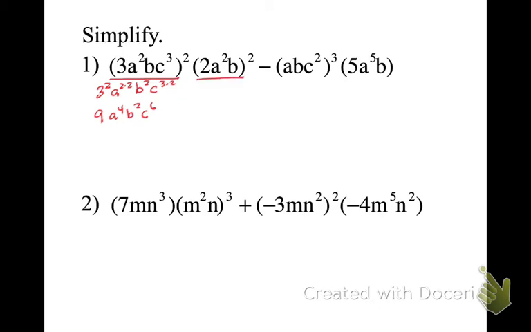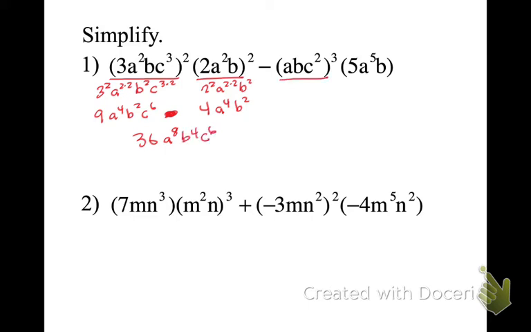Okay, now I'm going to do this times, it's supposed to be a times. Okay. 2 squared, a to the 2nd times the 2nd, b to the 2nd. So that's 4, a to the 4th, b squared. Now, we can multiply unlike terms. We cannot add them. So now this multiplies to 36, 9 times 4. A to the 4th, we're adding the exponents now. So it's a to the 8th, b to the 4th, and c to the 6th.